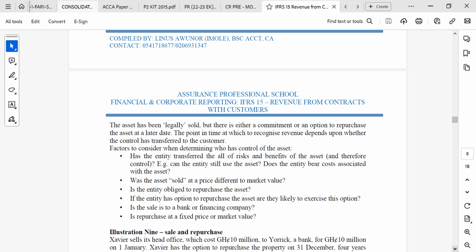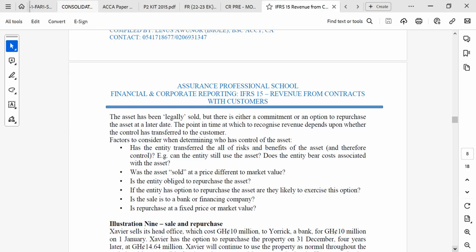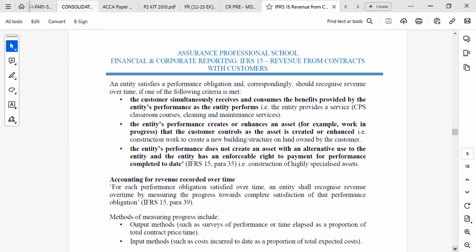So this one, you just have to use the criteria for recognizing revenue. Control, risks, possession, title, and everything associated with the asset has been passed on to the customer. But another one is, if the sale is to a bank, automatically we recognize the amount taken from the bank as a loan. The company will still be keeping the assets. We don't recognize revenue. The amount received will be recognized as a loan, which the company will be charging interest on.